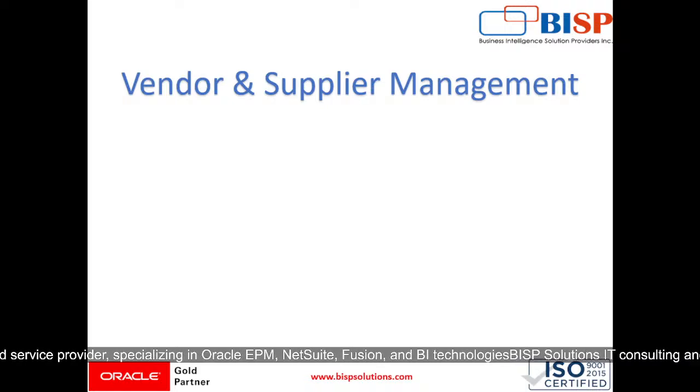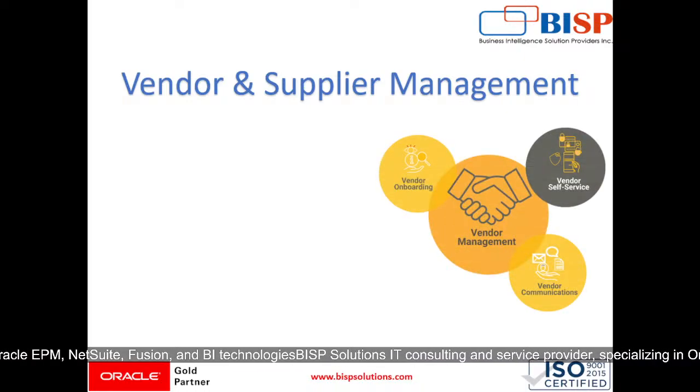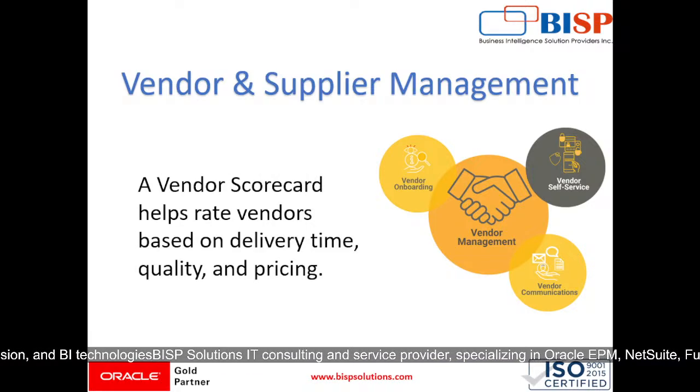Then comes our vendor scorecard, vendor and supplier management. So vendor management includes vendor onboarding, vendor self-service, and vendor communication. A vendor scorecard helps rate vendors based on delivery time, quality, and pricing. For example, Ashish wants to track Lavale's company performance as a supplier of smartwatch batteries. So the scorecard helps evaluate if deliveries were on time or if there were any defects.